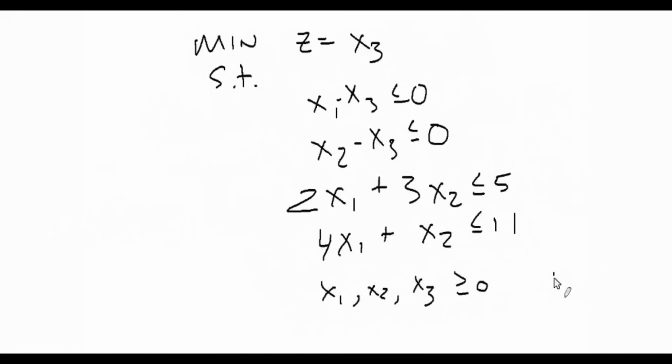Now, that looks like an LP constraint, linear, that's linear, that's linear, that's linear, that's linear, and that's linear, so we have an LP. This is the answer.